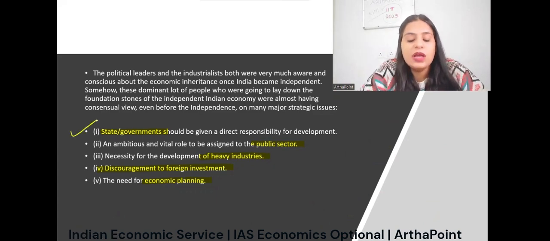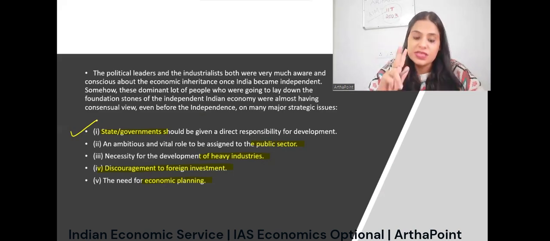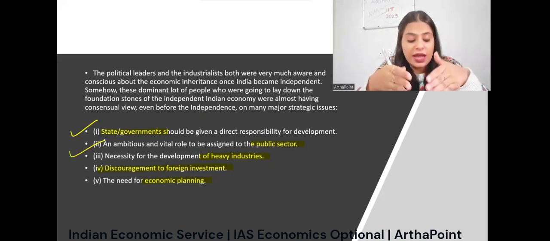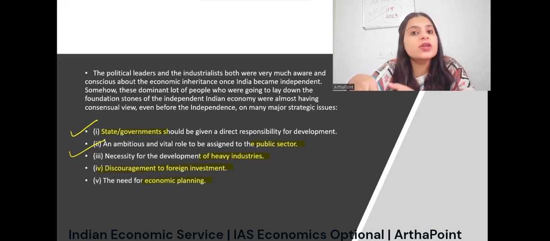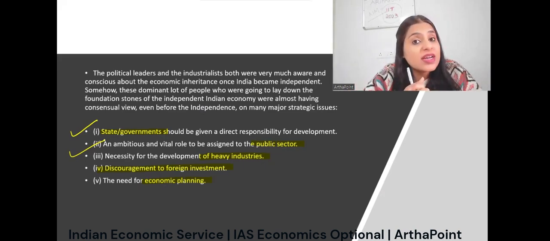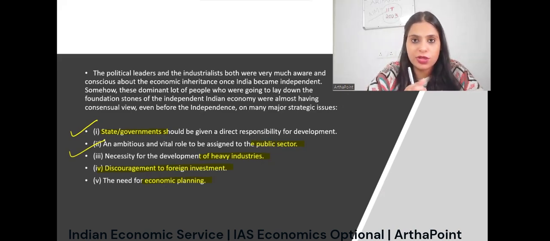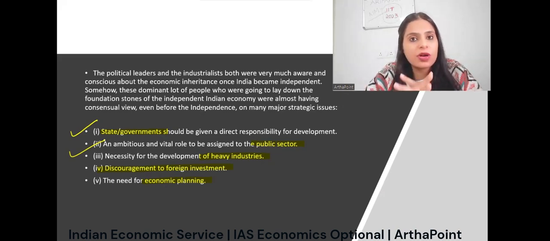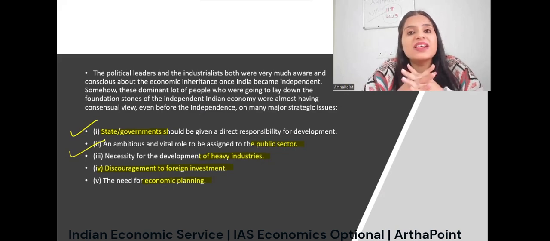First, we wanted the state, or the government, to take the responsibility. गवर्नमेंट को अब ज्यादा रिस्पॉन्सिबिलिटी लेनी पड़ेगी. That's the first thing we wanted. Second, we wanted an ambiguous and vital role to be assigned to the public sector. पब्लिक सेक्टर शुरू में डेवलपमेंट के लिए बहुत इंपॉर्टेंट होता है. It is super important that you have a strong public sector.